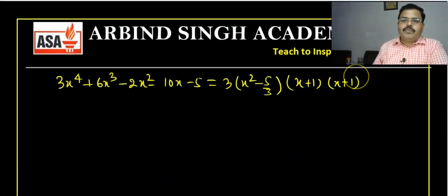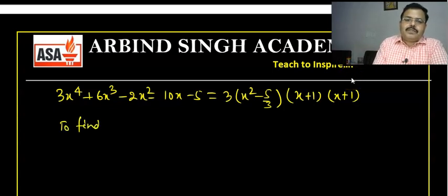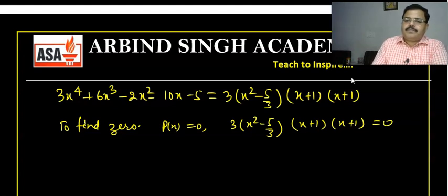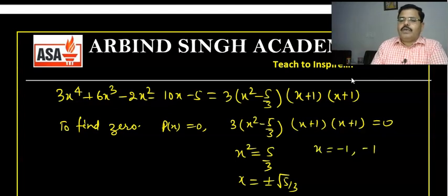To find the zeros, p(x) must be equal to 0. This implies each factor is equal to 0. So x^2 minus 5 by 3 is 0, and x + 1 is equal to 0. So x^2 is equal to 5 by 3, which gives x equal to plus or minus root 5 by 3, which is already given, and x is equal to minus 1 and minus 1, the two other zeros.